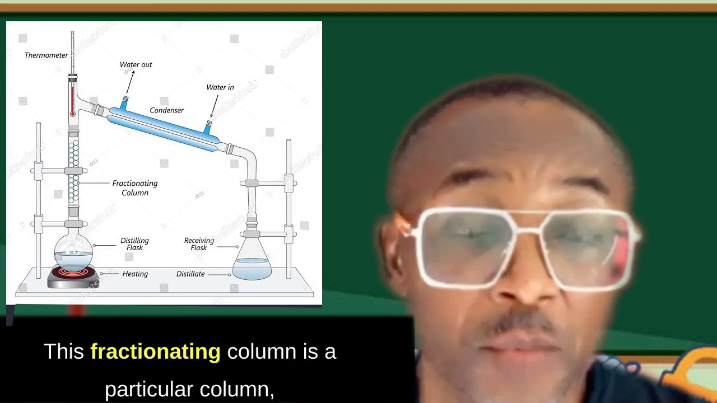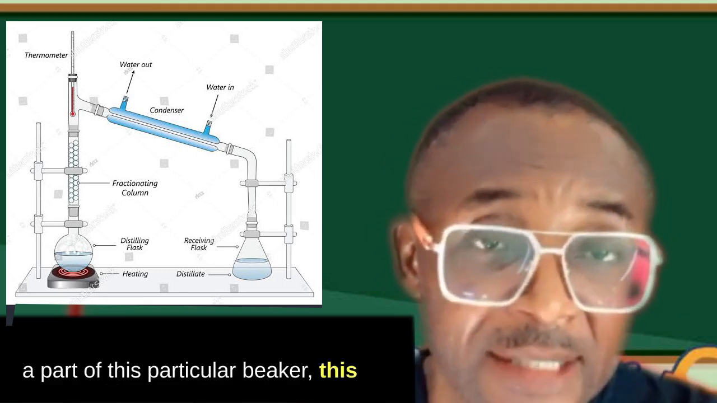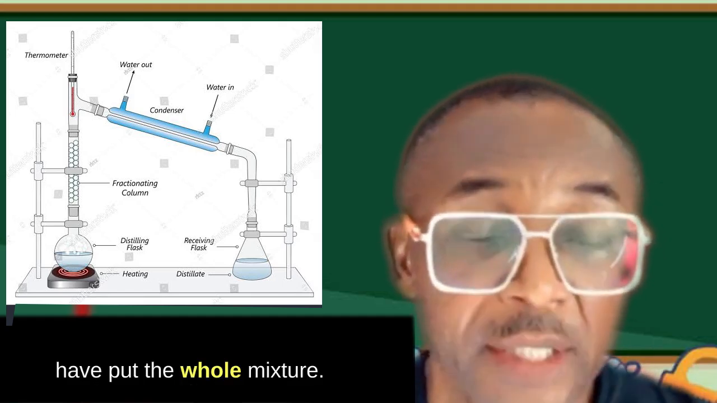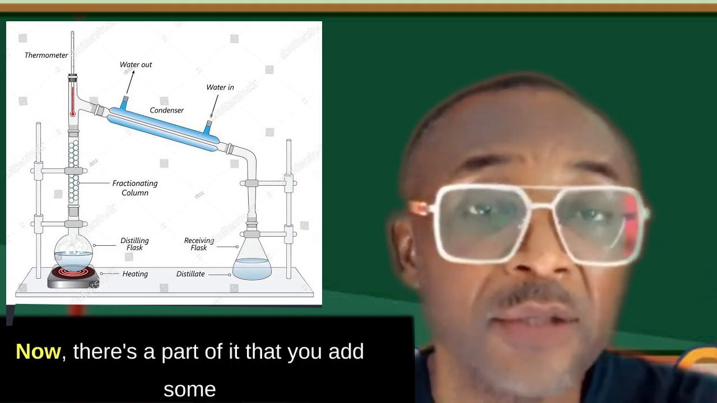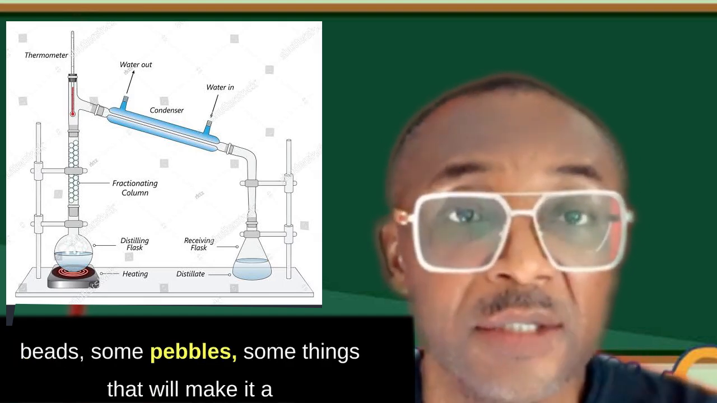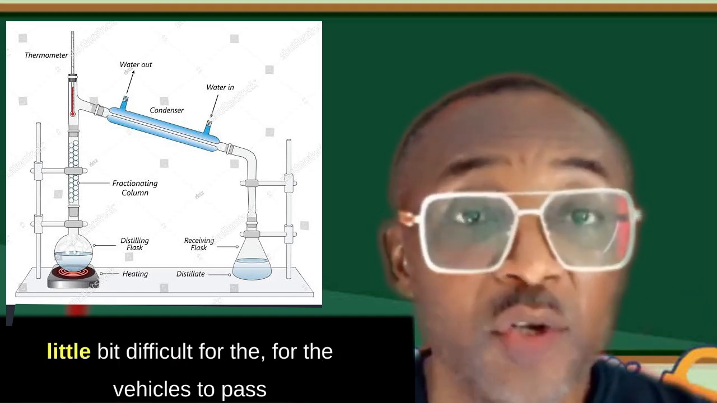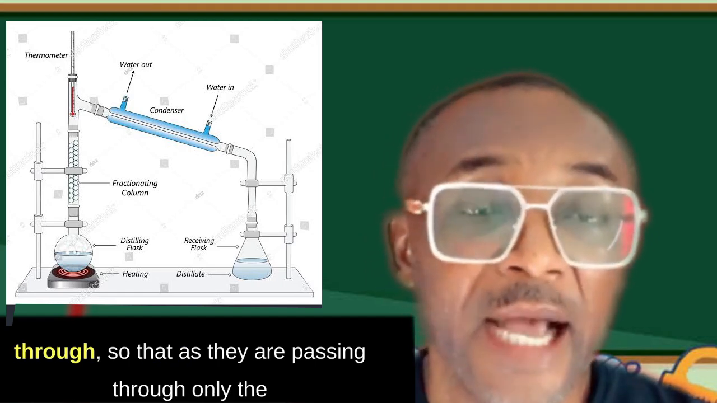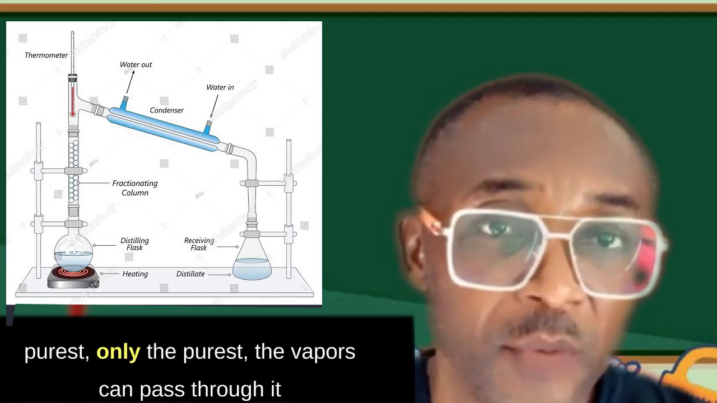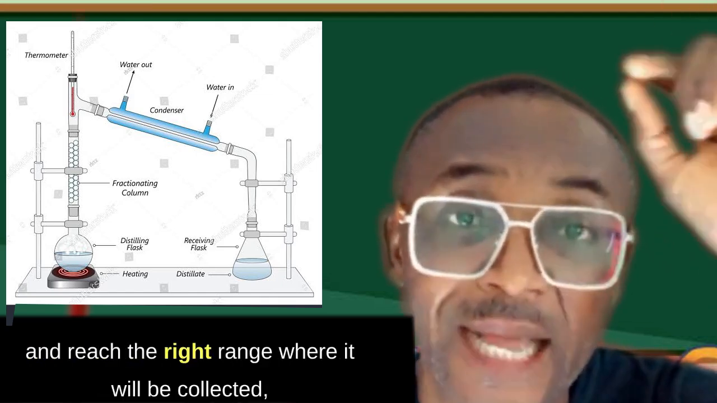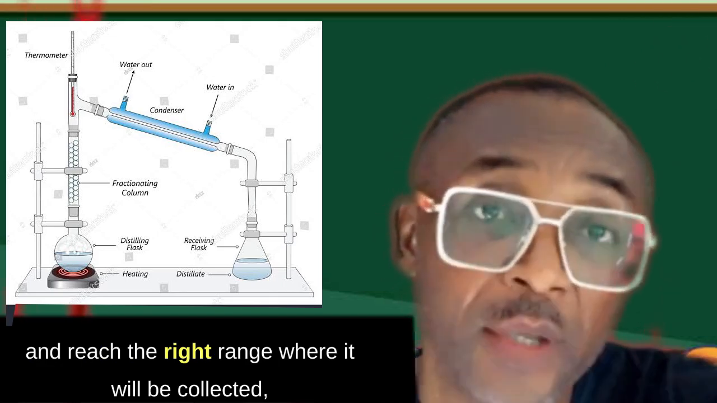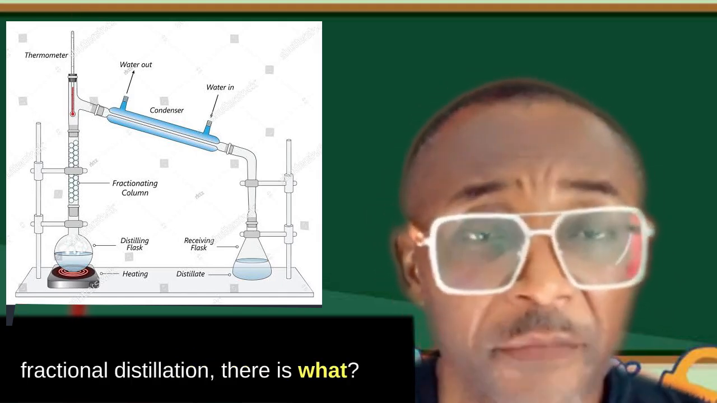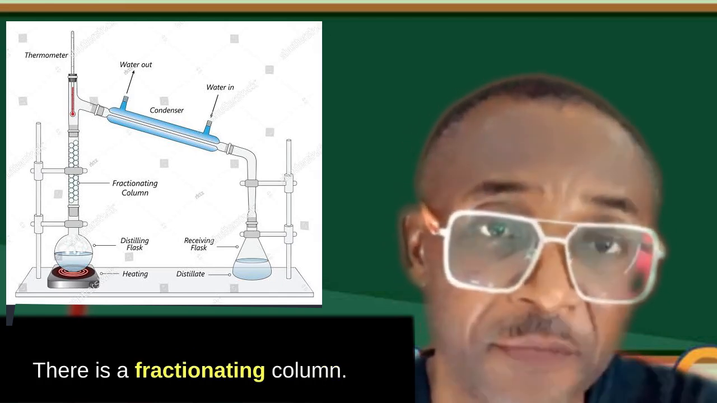This fractionating column is a part of the container where you have put the whole mixture. There's a part of it where you will add some beads or pebbles, things that will make it a little more difficult for the vapors to pass through, so that only the purest of the vapors can pass through and reach the right range where it will pass into the tube. So in the case of fractional distillation, there is what? There is a fractionating column.